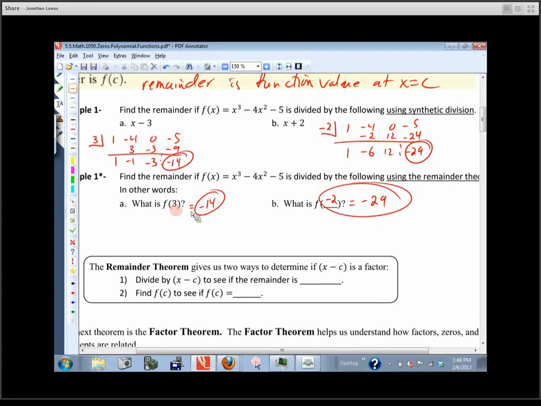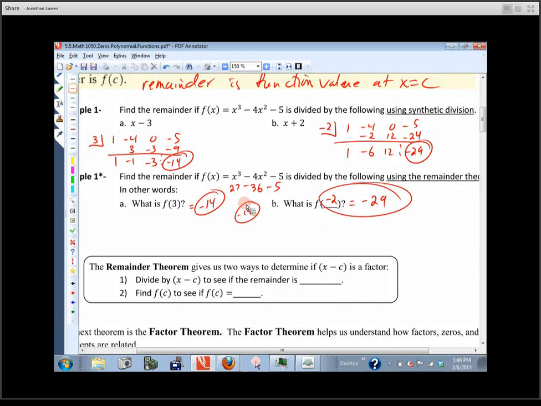Now, just for the heck of it, let's make sure that this actually works. Let's plug in a 3. So if I plug in a 3, I end up with 27 minus, this would be -4 times 9, so that's going to be -36 minus 5. So this gives me a -9 minus 5 more is -14. So did it work? It does. So the remainder is the same as the function value at that particular point.